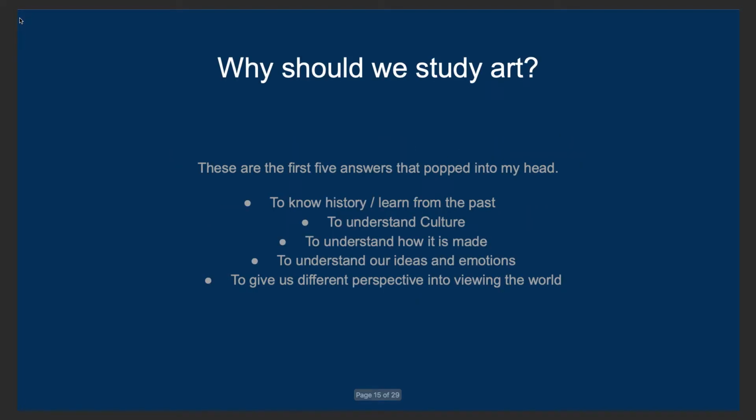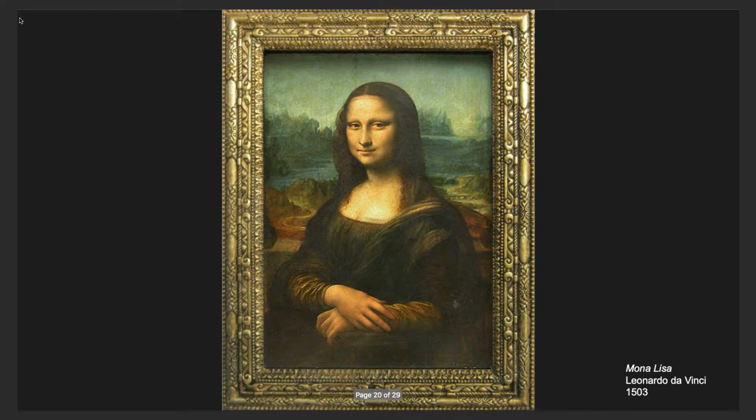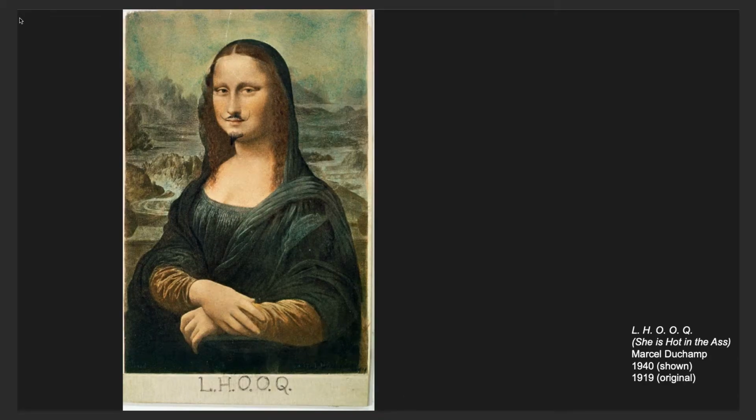In the quiz, we also asked, why should we study art? And I wrote to know history, to learn from the past, to understand culture, to understand how it is made, to understand our ideas and emotions, to give us different perspectives into viewing the world. And then, of course, we all know this is the Mona Lisa by Leonardo da Vinci. It's an iconic work of art. And what I was attempting to do was to show how art can reverberate through culture on all levels and through history.